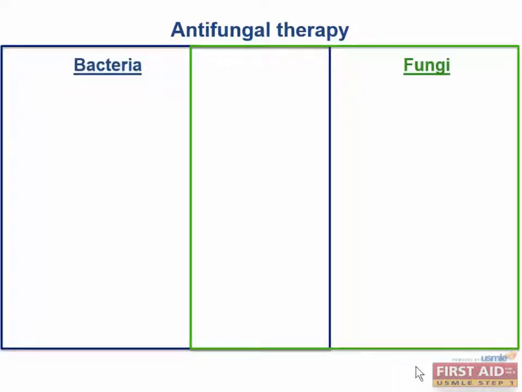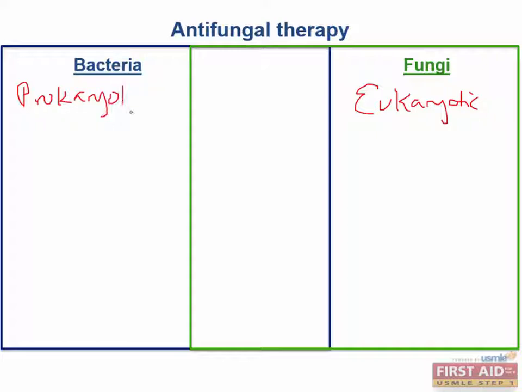Before we talk about the individual antifungal therapies, let's spend a minute or two talking about the fungal cell structure and how it is the same and different from bacterial and human cells. First, let's compare and contrast fungal cells to bacterial cells. The first big difference to recognize between fungi and bacteria is that fungi are eukaryotic, while bacteria are prokaryotic.